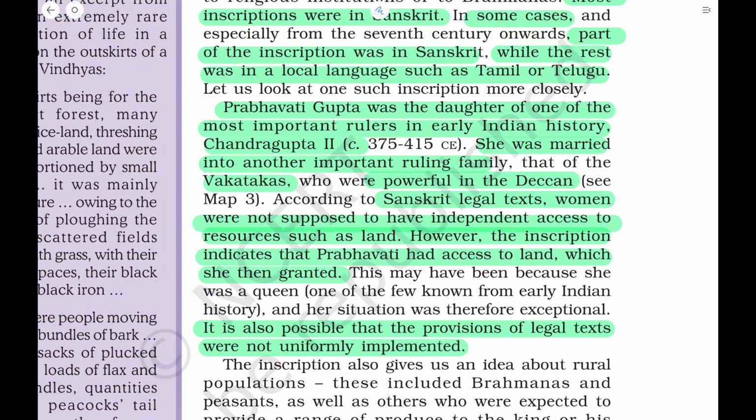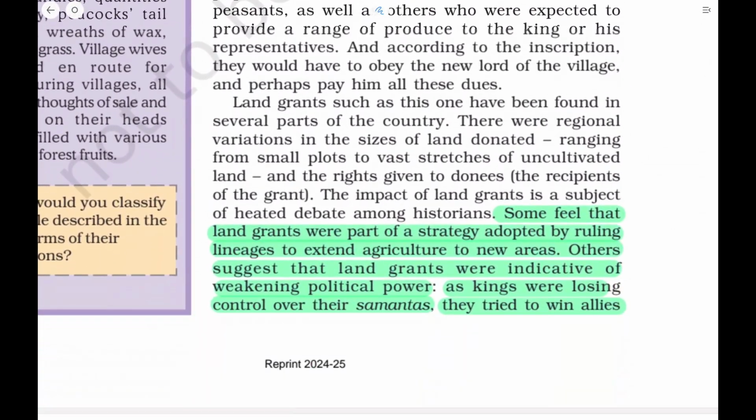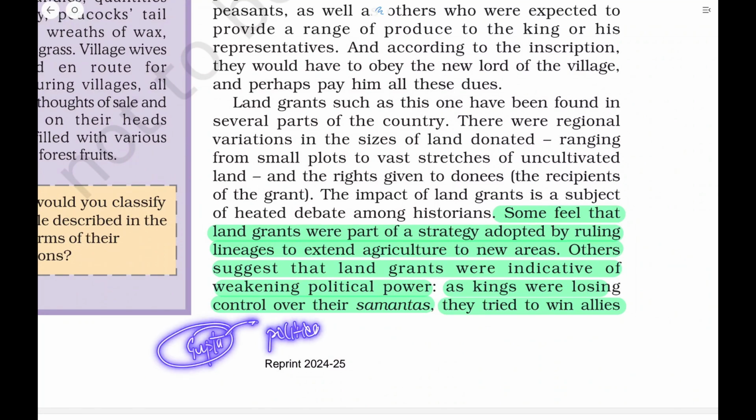According to a Sanskrit legal text, women were not supposed to have independent access to resources such as land. However, the inscription indicates that Prabhavati had access to land, which she then granted. This is not very important. You just need to know that the Guptas had matrimonial alliances for political expansion. And if a question is asked in mains, you can give the example of Prabhavati Gupta, who was married to a Vakataka king.